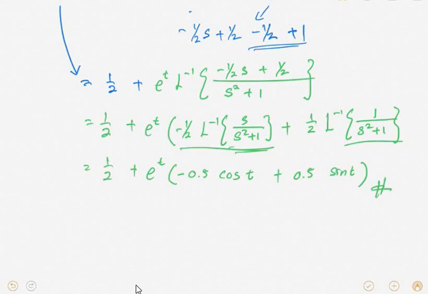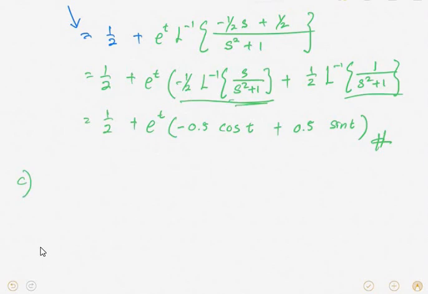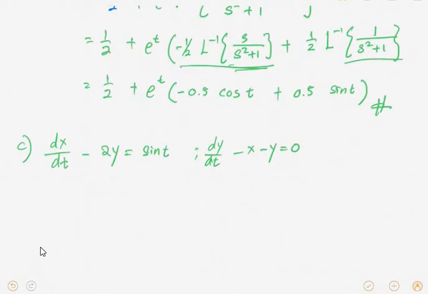Okay, that's all. If you want to do an exercise, you can try another example: dx over dt minus 2y equals sine t, and dy over dt minus x minus y equals 0, and x(0) equals 0, y(0) also equals 0. So you can try to solve this question.